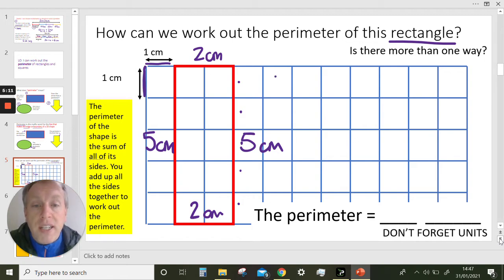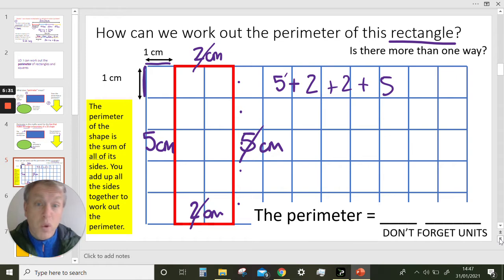And this perimeter is if we add up all the sides. So we could do, going around, 5 centimetres, 2 centimetres, add 2 centimetres, add 5 centimetres. We could just go round and add up all the sides. That's fine. If we do that, 5, add 2, add 2, add 5 is 14 centimetres. I think it's easier to notice that some of these numbers are coming up more than once.